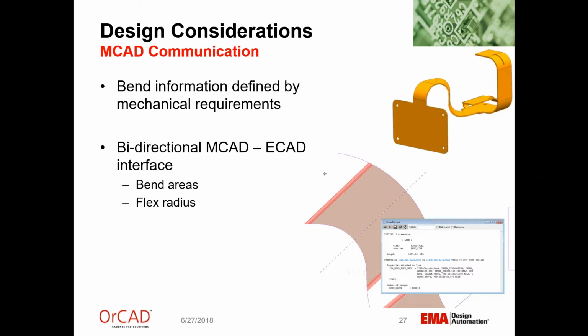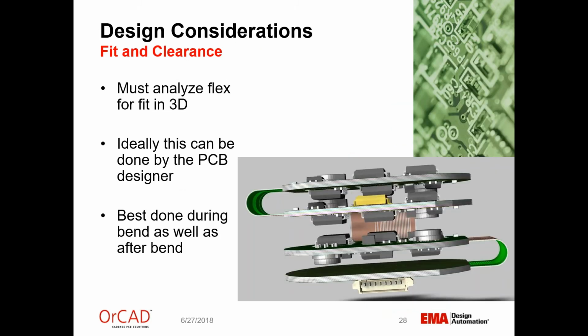Typically, the bend area and flex radius will be defined by the mechanical requirements. Therefore, it's important to maintain communication between MCAD and ECAD. Bidirectional data sharing of the flex bend information is crucial for keeping both sides up to date.